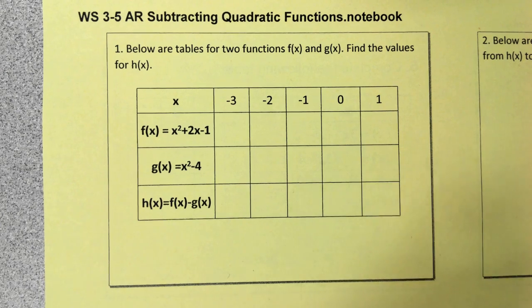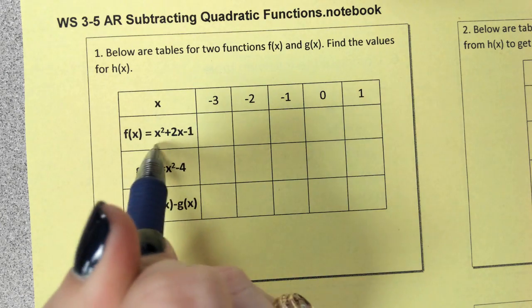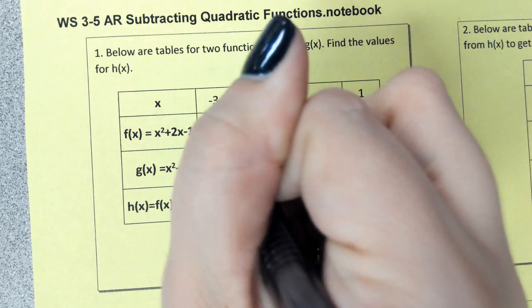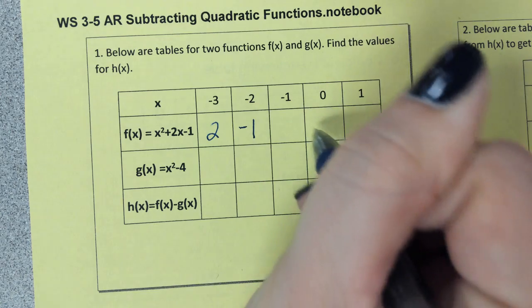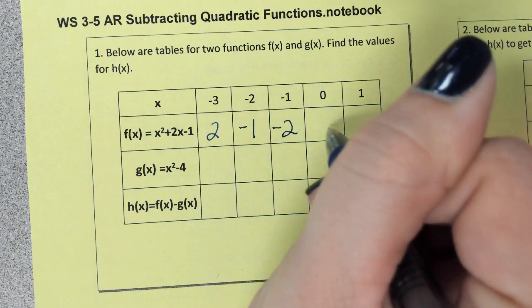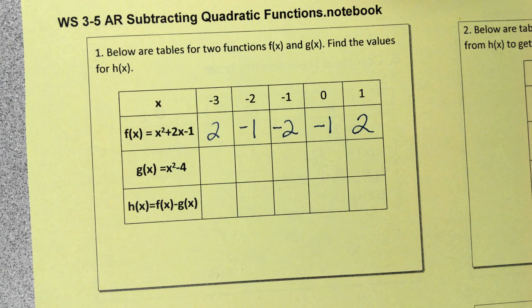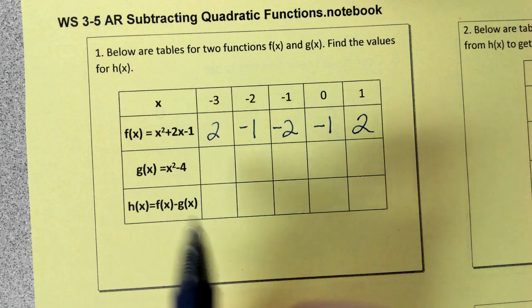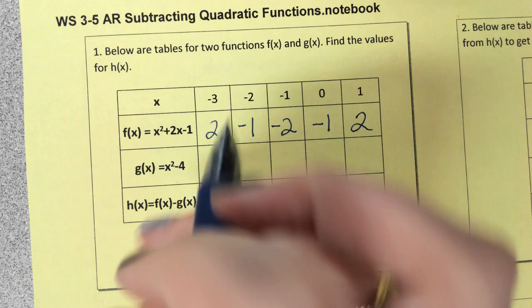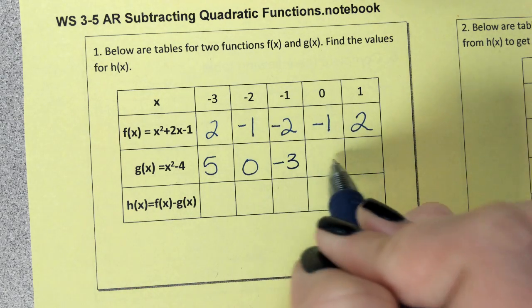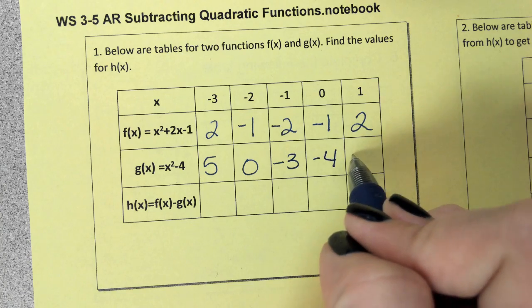Okay. So for number 1, go in and plug this into your calculator, into y equals, and fill in your table. So this is going to become 2, -1, -2, -1, and 2. Then, same thing, next one, plug that one into y equals, fill in your table, so you've got 5, 0, -3, -4, and -3.